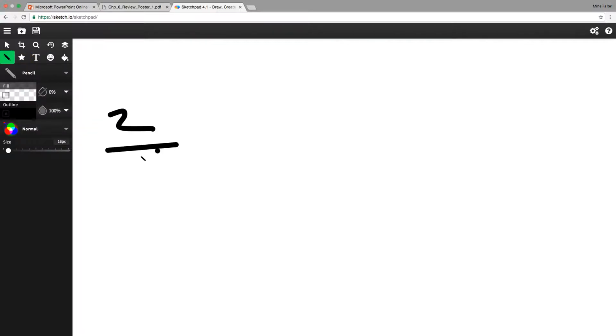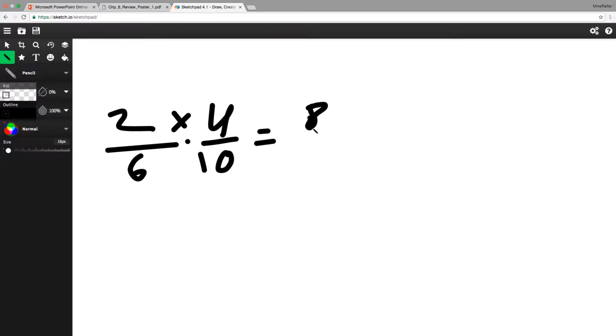Let's do another one. Okay. Let's do 2 over 6 and 4 over 10. Okay, so what you're going to do first, as usual, is you're going to times the top. So you go 2 times 4, which you probably know the answer, which is 8. So you put the 8 on top and then you put the line in between, as usual. And then you go 6 times 10, which is 60.